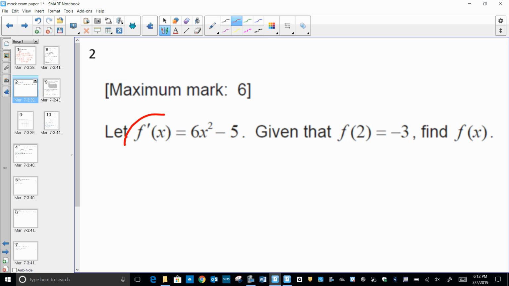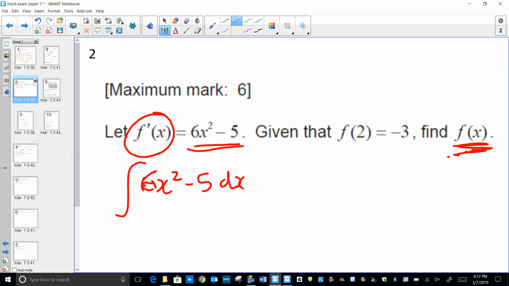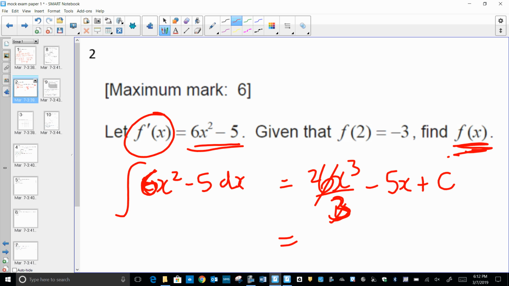Right, we know the derivative is this. We're asked to find f of x. So if we're given the derivative and asked to find f of x, it means we're going to be integrating. So the integral of 6x squared minus 5 would be 6x cubed over 3 minus 5x plus c. Okay, we mustn't forget the plus c. This simplifies to 2x cubed minus 5x plus c.